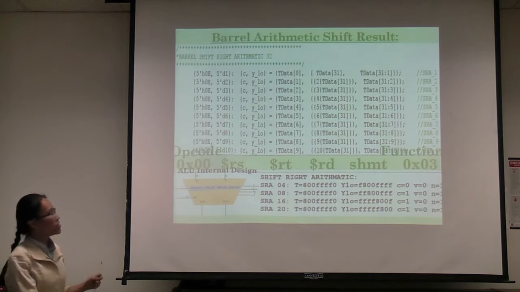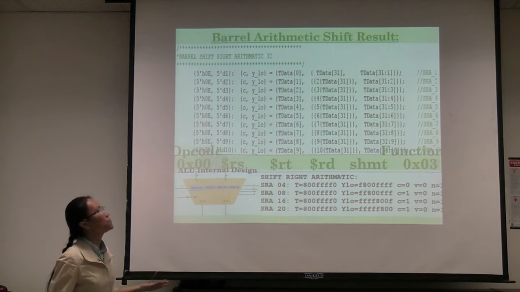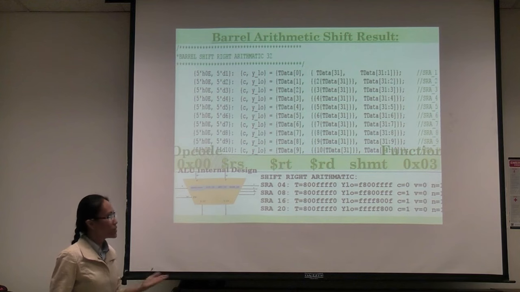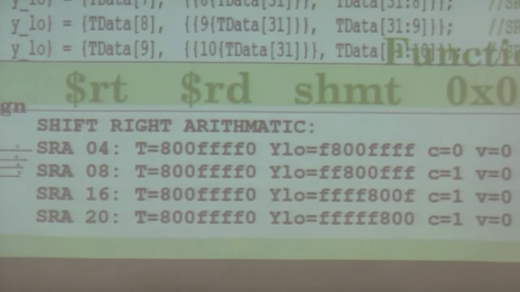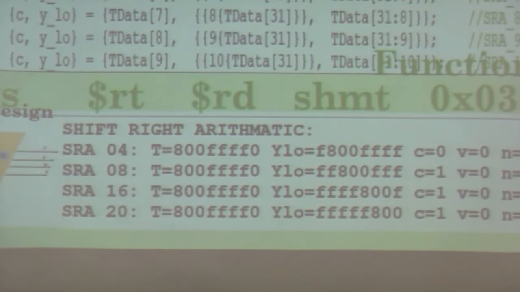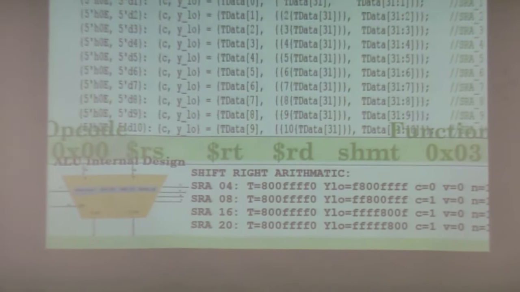So the shift right arithmetic is a little different. The sign bit is always kept. So when you shift right by 20 bits, the sign bit will fill the 20 most significant bits. When we shift right, the shift amount is 20.